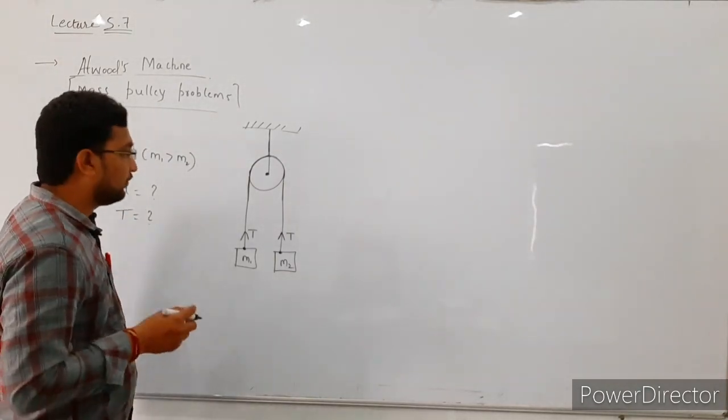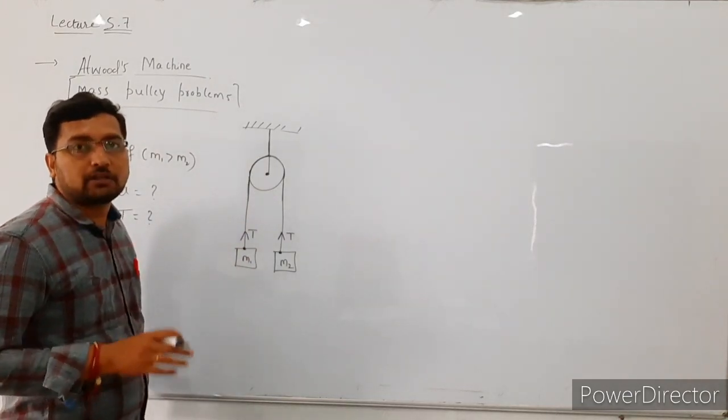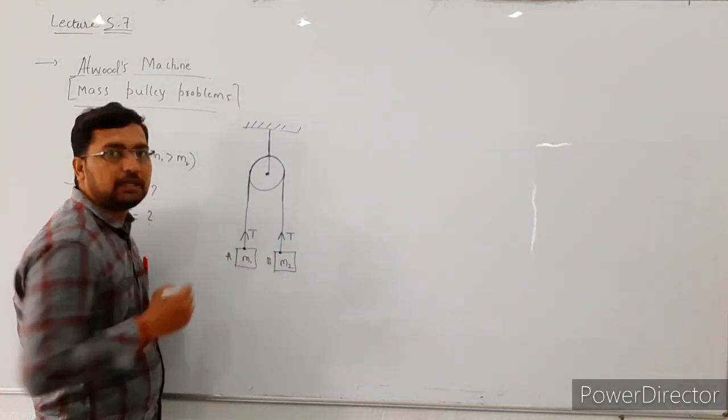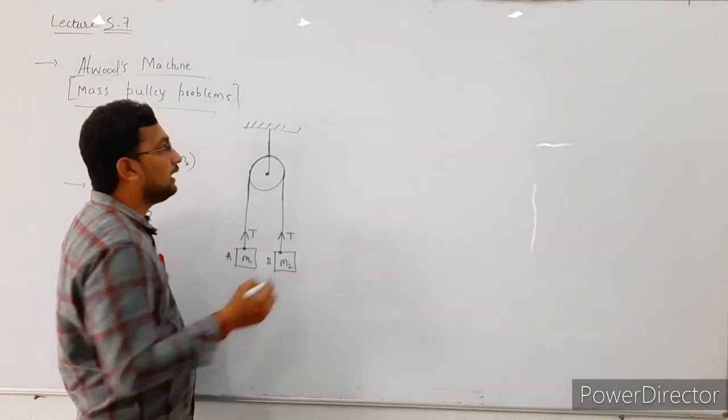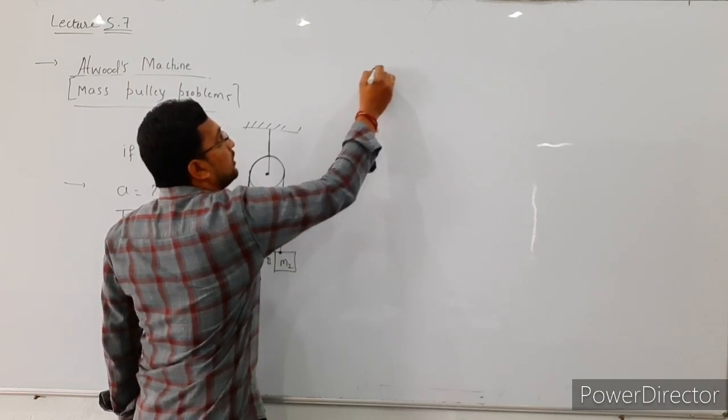To find out the acceleration of this system, first we have to draw the free body diagram for body A and for body B. See here, for body A, consider this a point object.